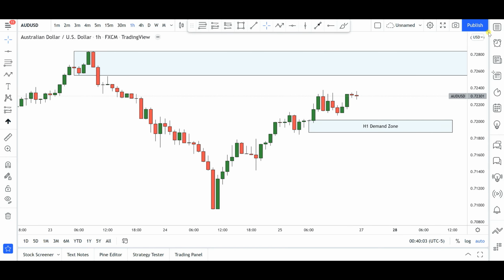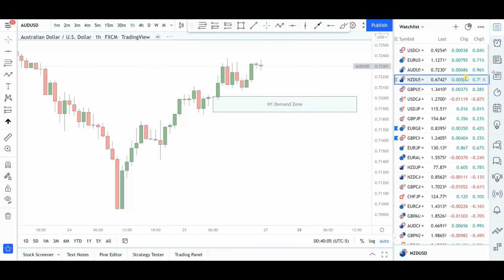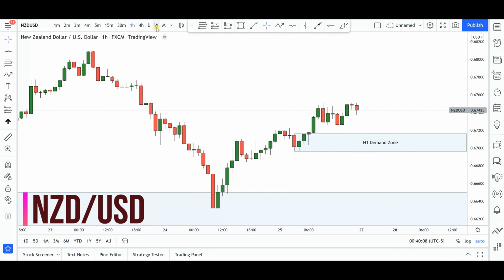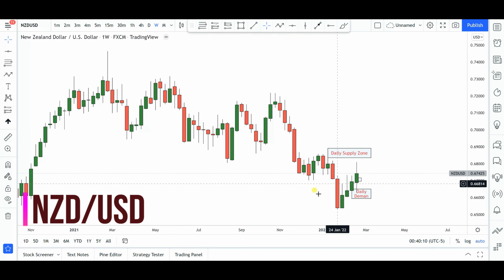Now that's pretty much it for Australian dollar, US dollar. Next up is going to be New Zealand US dollar. Now pretty similar to the Australian dollar, US dollar in my own opinion, but I'm looking way better.